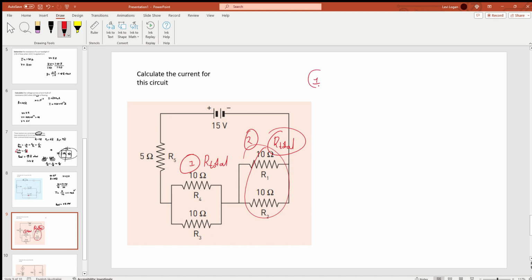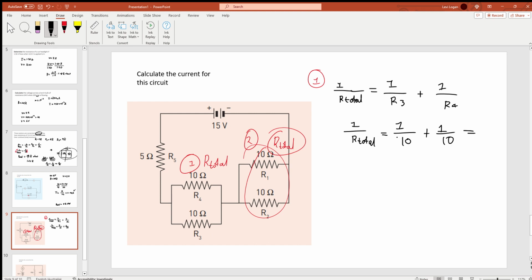So section 1, it's going to be 1 over R total will be equal to 1 over R3 plus 1 over R4 because they're in parallel. So 1 over R total here will be 1 over 10 plus 1 over 10. You can add them together because they have common denominators, so you're going to have 2 on 10, which hence is going to be 1 on 5. So 1 on 5 is equal to 1 over R total.